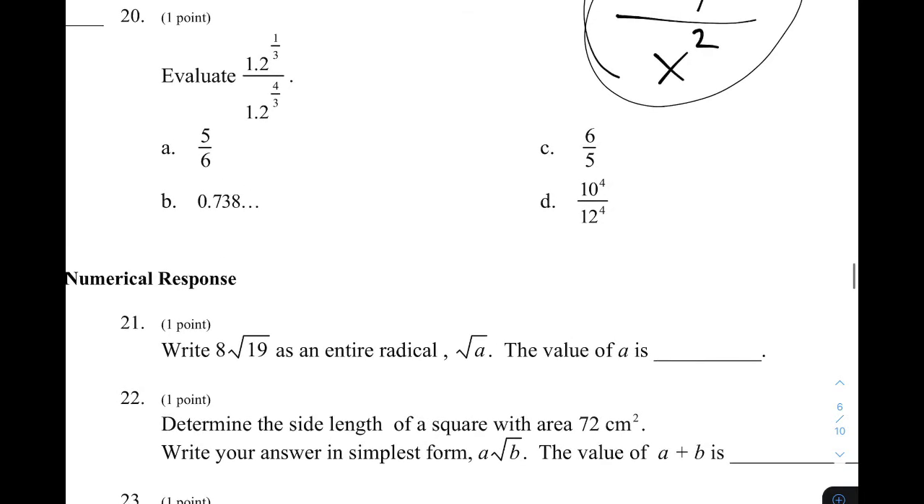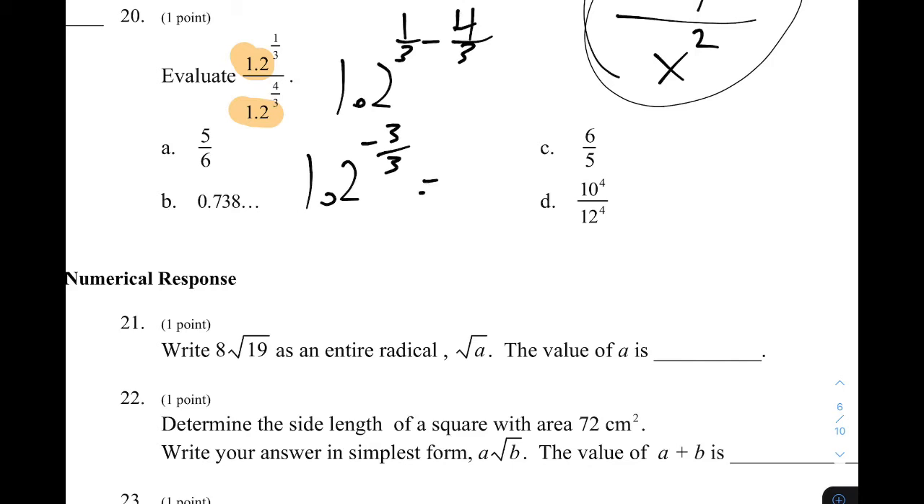Question 20 asks us to evaluate 1.2 to the 1/3 over 1.2 to the 4/3. Here it's important to know that the base is the same in both cases, and that means we're allowed to take our exponents and subtract them because we're dividing those two. 1/3 minus 4/3 is negative 3/3. But that's just negative 1, right? 1.2 to the negative 1 is 1 over 1.2.